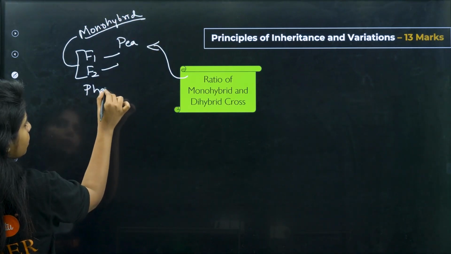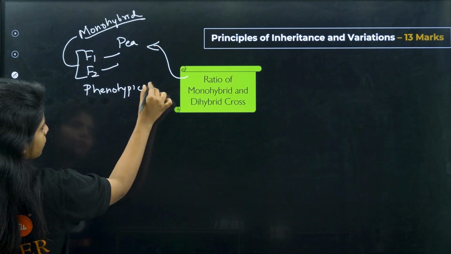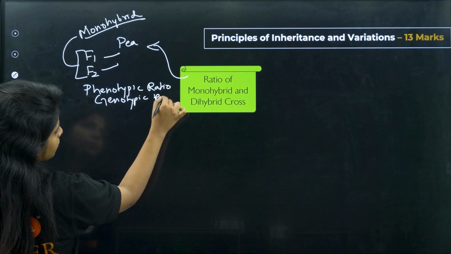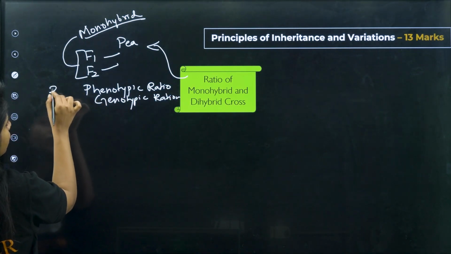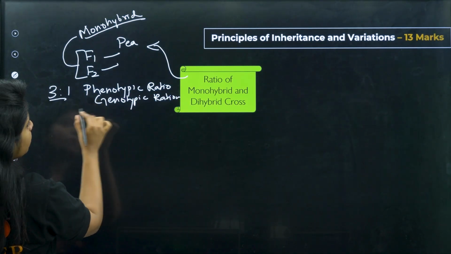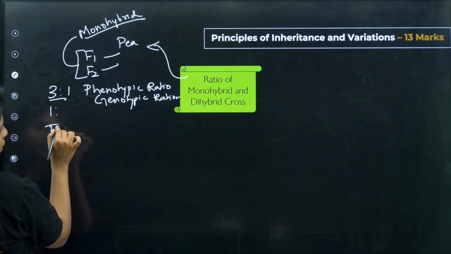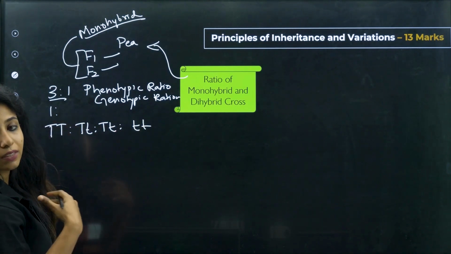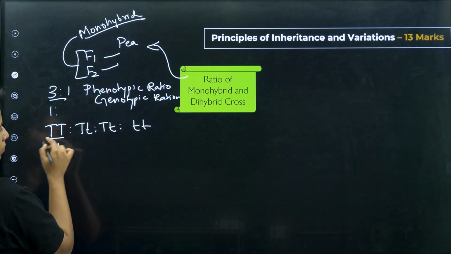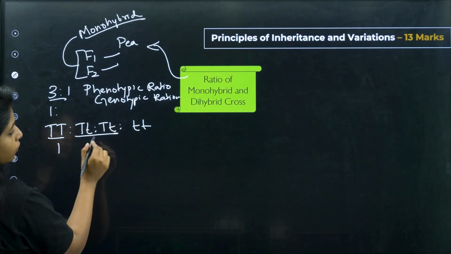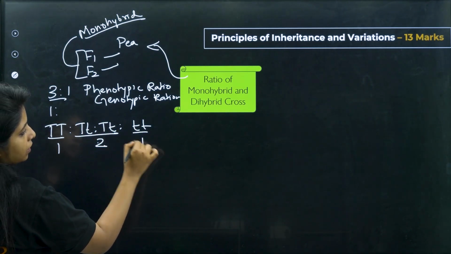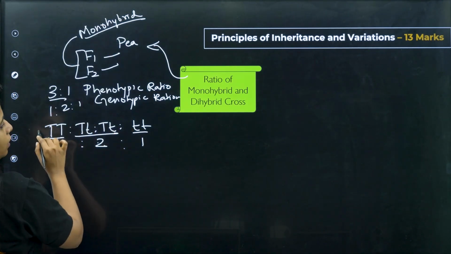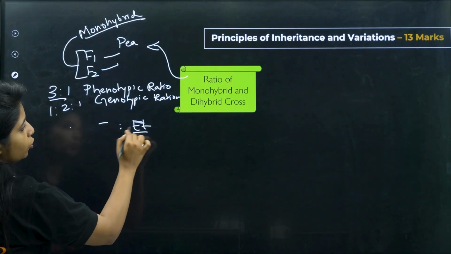What ratio, children? The phenotypic ratio of the F2 generation, and the genotypic ratio of the F2 generation. Phenotypically, 3 are tall and 1 is dwarf. Genotypically, over here genotype means the genetic makeup. There are 2 of them which have the same genetic makeup, and there is only 1 of each of the others. So 1:2:1 is the genotypic ratio of the F2 generation of monohybrid cross.